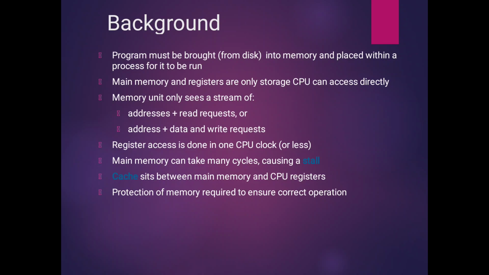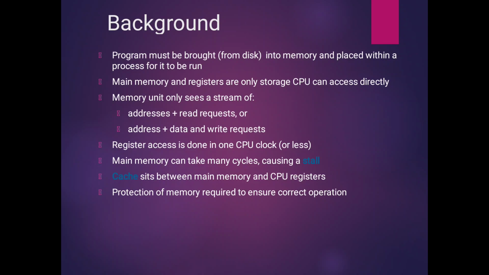it to be run. Main memory and registers are the only storage the CPU can access directly. The memory unit only sees a stream of address plus read requests, or address plus data and write requests. Register access is done in one CPU clock, while main memory can take many cycles, causing a stall. So the cache sits between main memory and the CPU registers.